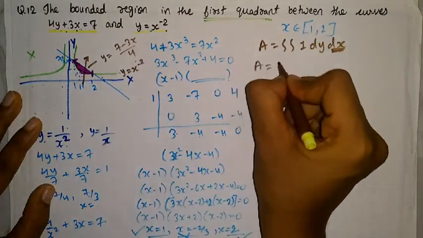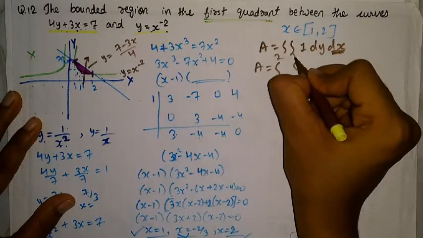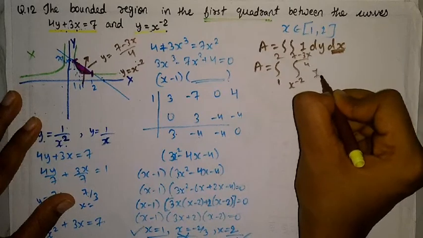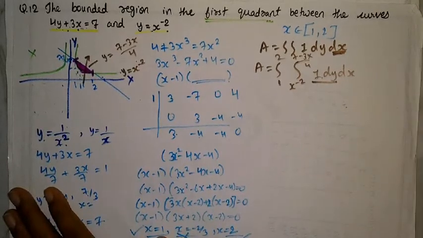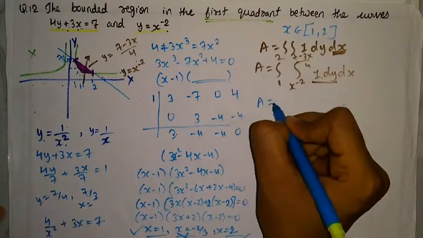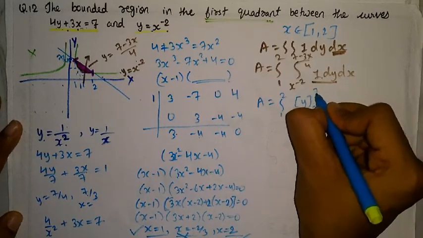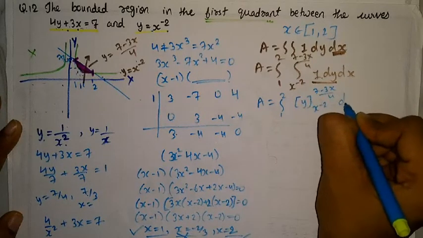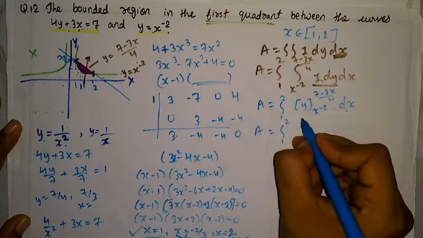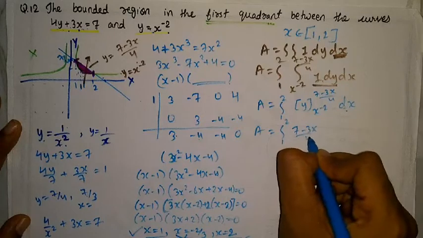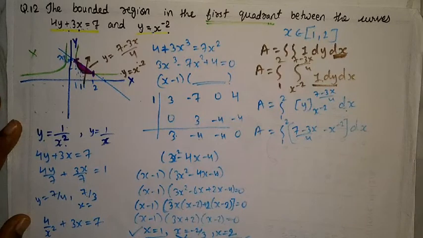So area is equal to integration from 1 to 2, integration from x raised to minus 2 to 7 minus 3x by 4, 1 into dy dx. Now integration of 1 with respect to dy is y. So area is equal to integration from 1 to 2 of y, its limits are x raised to minus 2 to 7 minus 3x by 4, into dx. Now put the limits. So area is equal to integration from 1 to 2, 7 minus 3x by 4 minus x raised to minus 2 into dx. Now we have to solve this equation.